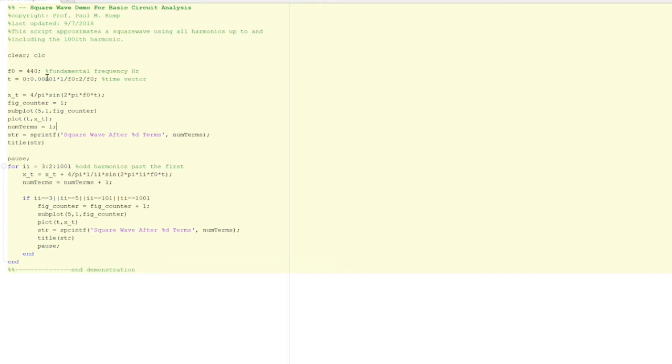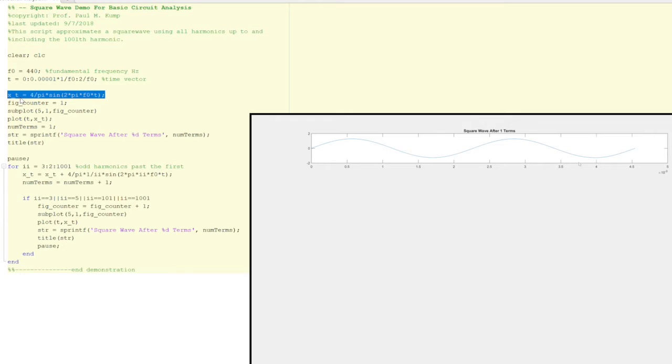So let's start by making a plot of our first sinusoid, xt here. This has got an amplitude of 4 over pi and a frequency again of 440 Hertz. And here's the plotting command. Now, I have a loop here. The iterator, ii, is going to go from 3, count by 2s, all the way up to 1001. So ii is going to be 3, then 5, then 7, and so forth.